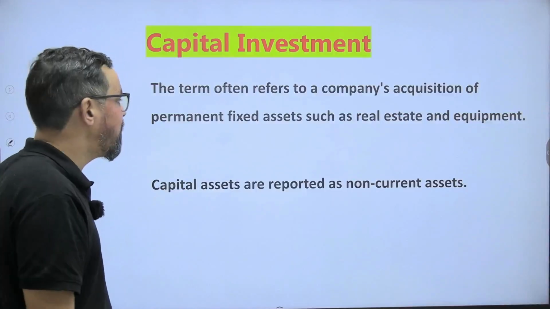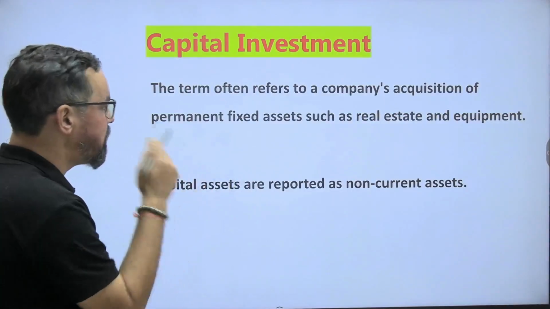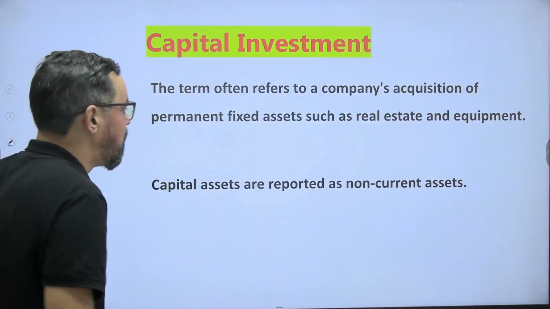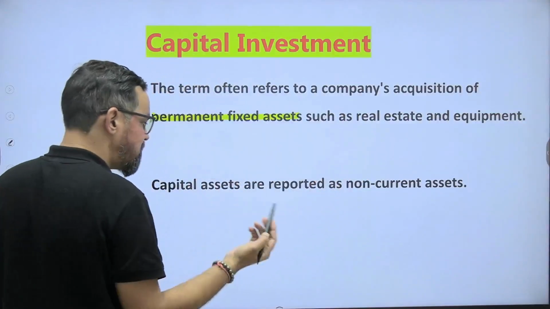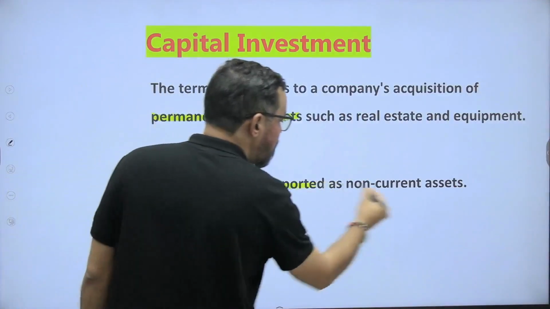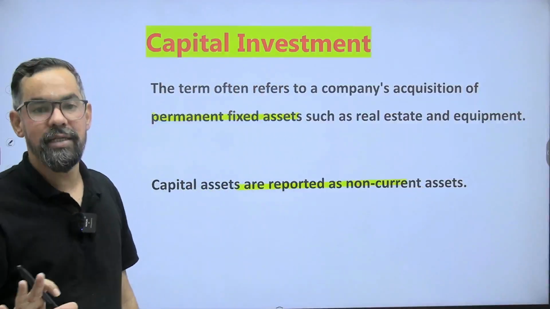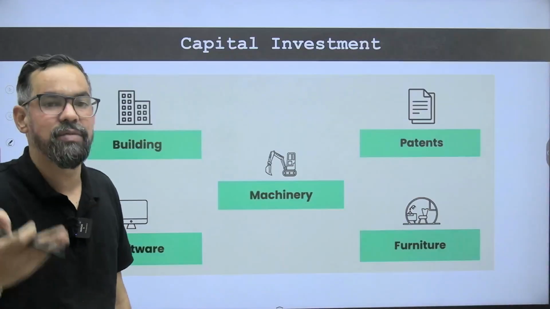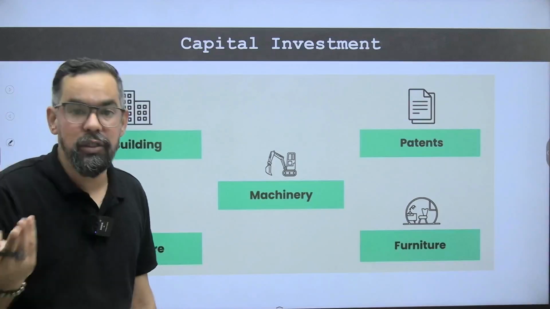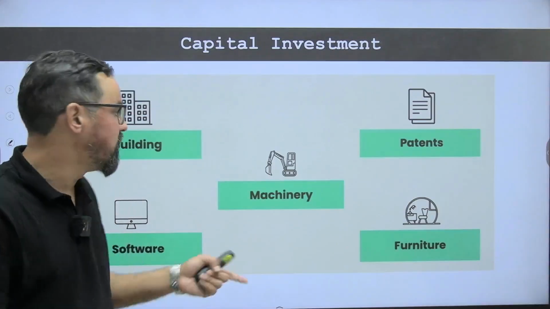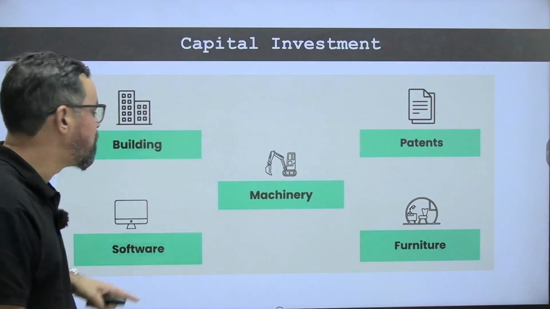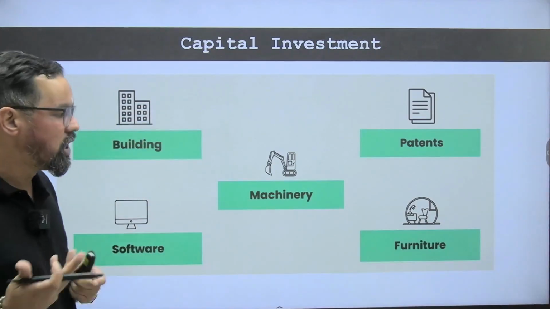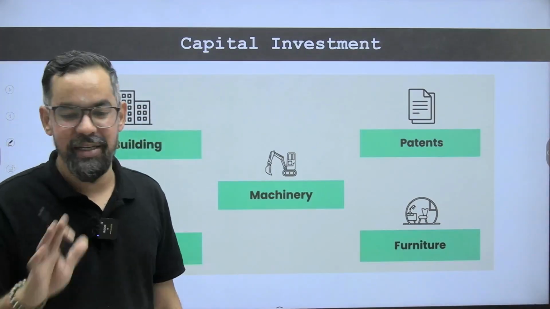The term often refers to the company's acquisition of permanent fixed assets such as property, plants, equipment and all. Capital assets are reported as non-current assets in the balance sheet, because some sort of long-term benefits are associated with these. The capital investment means we are making investment in buildings, machinery, software, furniture, plants and others. They generally come under this one.